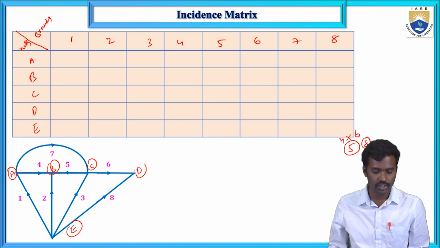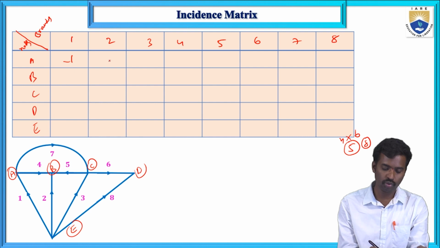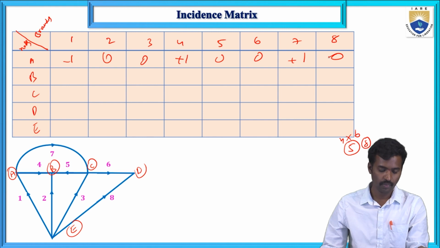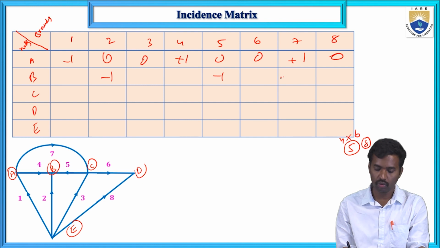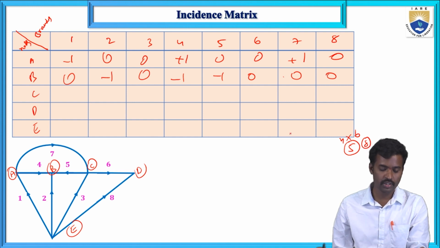Now for the A node, 1 is entering, -1, 4 is leaving the node, +1, and 7 is leaving the node, +1. Remaining all elements are 0. Next, for the B node, 2, 4, 5 are entering. Entering means -1, so 2, 4, 5 are -1. Remaining all elements are not associated with node B, so those values are 0.